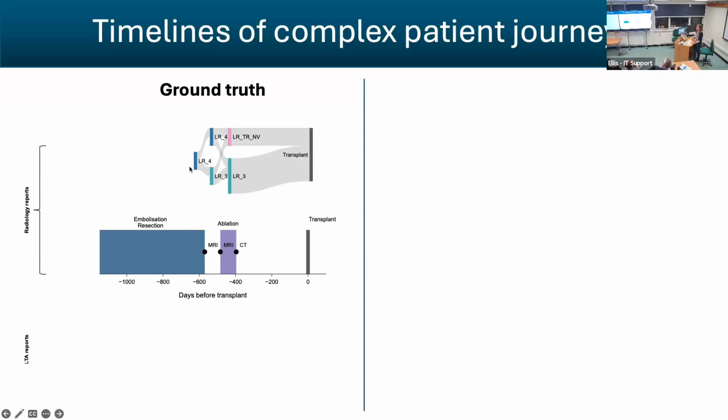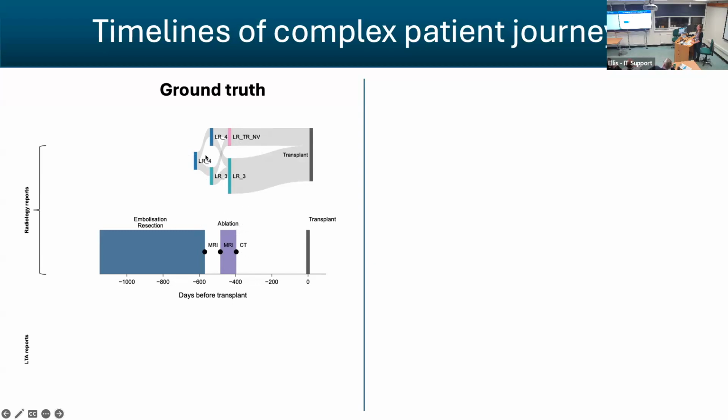So they started off with one LR4 lesion, that's probably what they were referred for. But then they also developed an LR3 lesion. And then you can see there is an LR-TR non-viable lesion, so a treated lesion, and that corresponds very nicely to the fact we think there was an ablation in that interval.